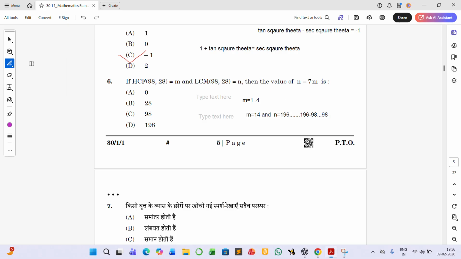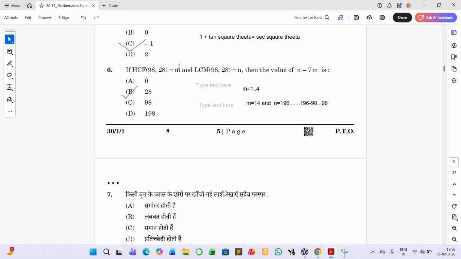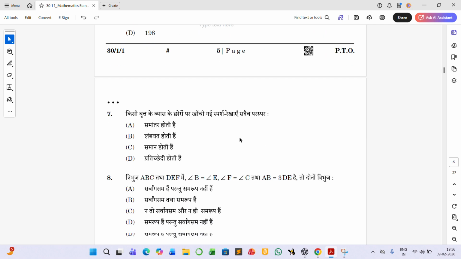So take it. And please, if you're asking how I calculated, it's very easy. I think you know LCM and HCF. There is nothing to think about, right?